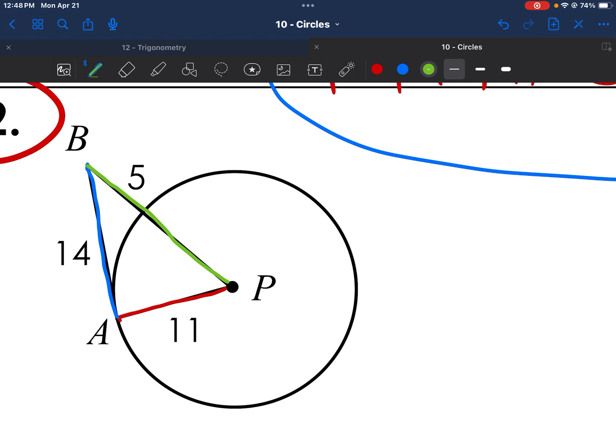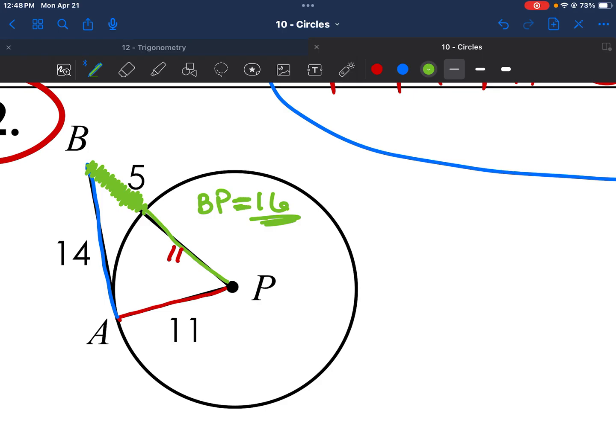But remember that the 5 is only for the part that juts out of the circle. The part that is inside of the circle is a radius, so that means that it would be another 11. So the entire side length BP is 16. Okay, so make sure you catch that with problems like this.